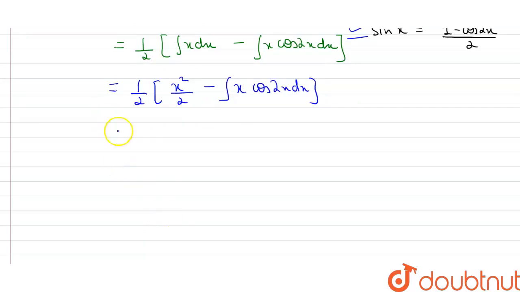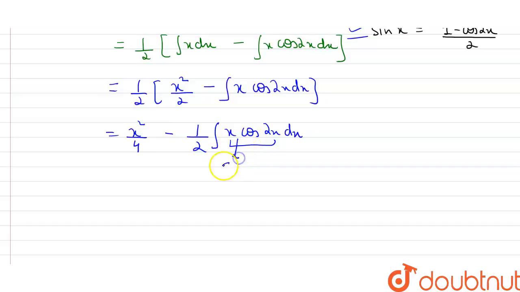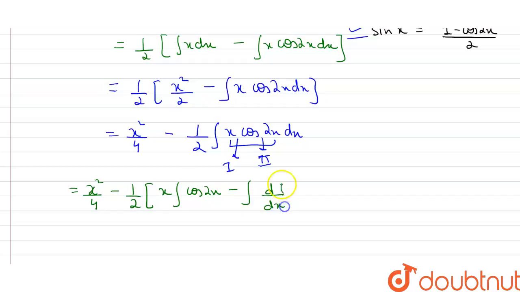Now we multiply 1 by 2 inside, it is x square upon 4 minus 1 upon 2 the integration of x cos 2x dx. Now we will solve this integration by parts. We take this function as our first function and this function as the second function. So it is equal to x square upon 4 minus 1 upon 2. Now the integration by parts formula says: first function as it is, into the integration of the second function, minus the integration of the differentiation of the first function into the integration of the second, dx, whole dx.